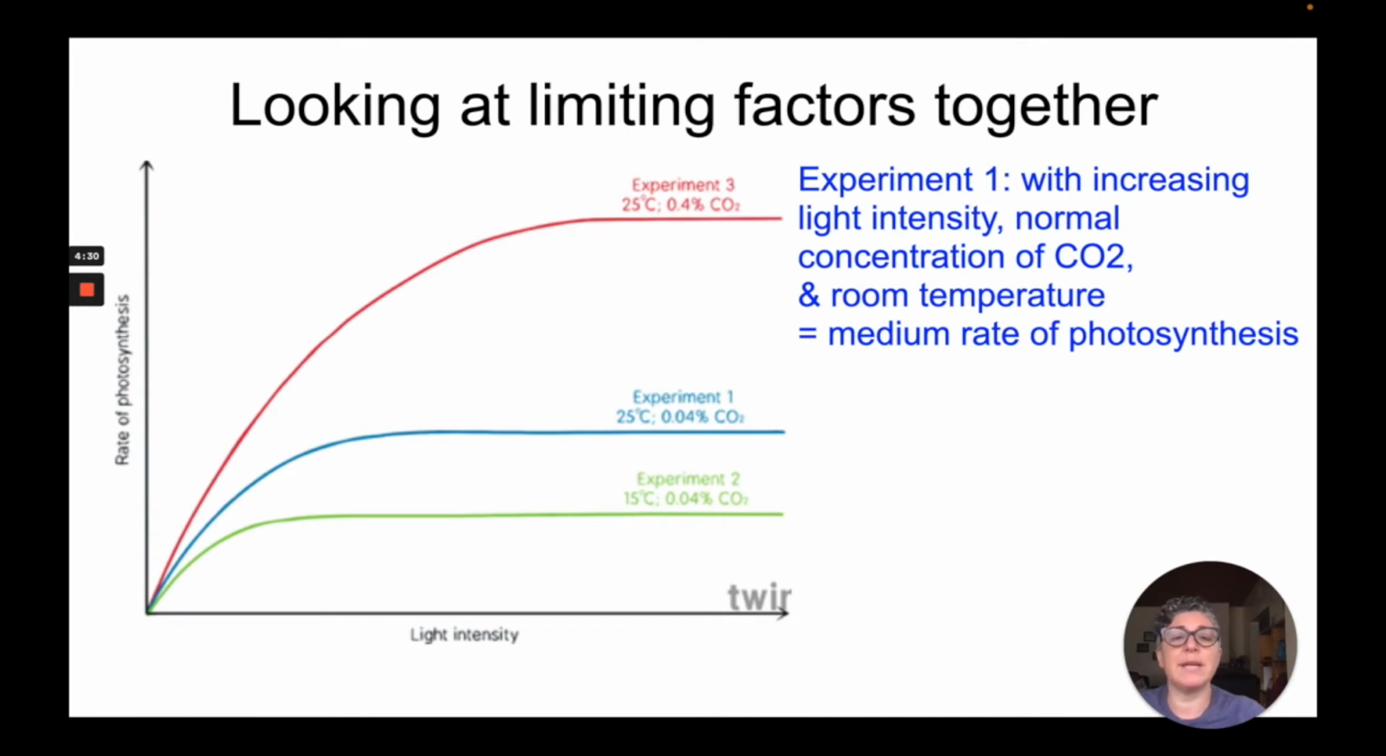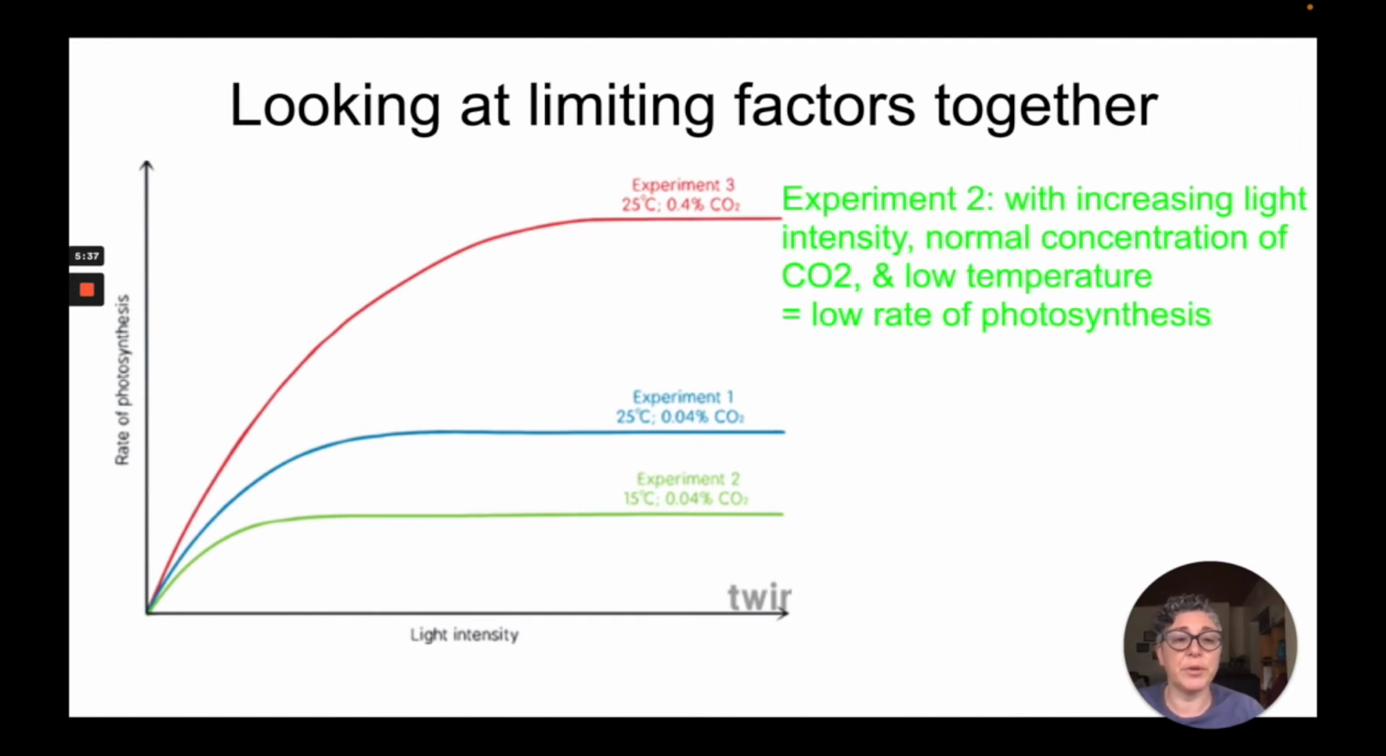So in experiment 1, that is the blue line, we're increasing the light intensity. There's a normal concentration of carbon dioxide. We can see that 0.04%. And room temperature, we have a medium rate of photosynthesis on this graph. So what this tells us is that carbon dioxide is the limiting factor. How do we know this? Well, 25 degrees Celsius is pretty much optimum temperature for a plant, so that is not hindering anything. And we said that light intensity is increasing. So therefore, something else is hindering the rate of photosynthesis. It must be carbon dioxide as the limiting factor.